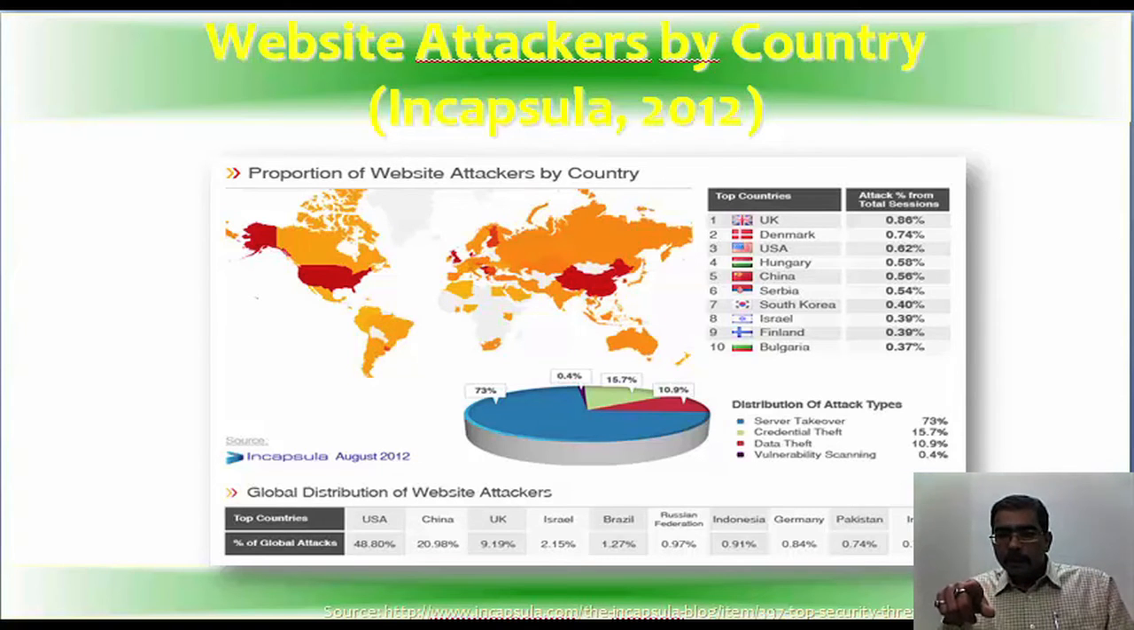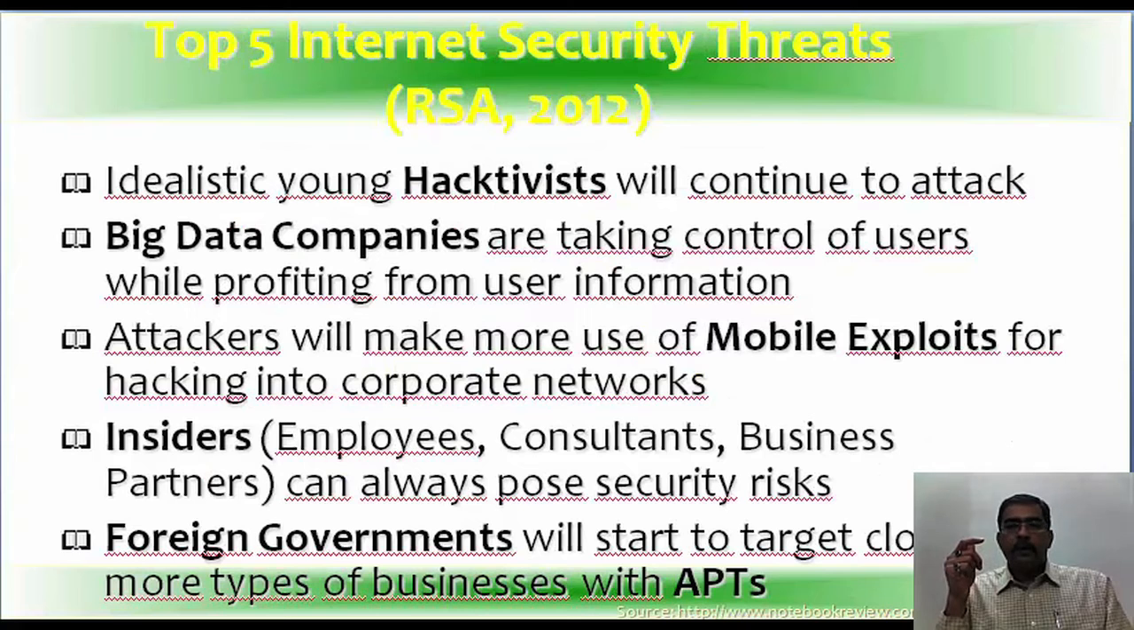And surprisingly, credential theft is 15.7%. The green one, server takeover, is actually 73%. So I think there is a mistake in the color coding released by Incapsula. The yellow one should have been green. Anyway, the server takeover at 73% is a whopping number. Credential theft is also pretty high when you consider the statistics. Data theft 10.9%. Vulnerability scanning only 0.4%.